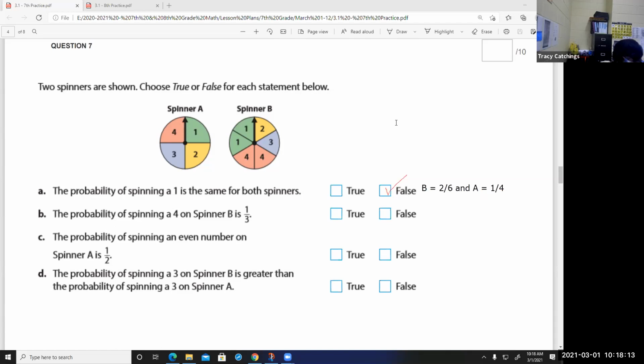All right, what about B? Why you say false? Because the odds of spinning a 4 on spinner B is going to be more than 1/3, because 2 out of how many? Can 2/6 be simplified? To what? Simplified before you get to saying yes or no.